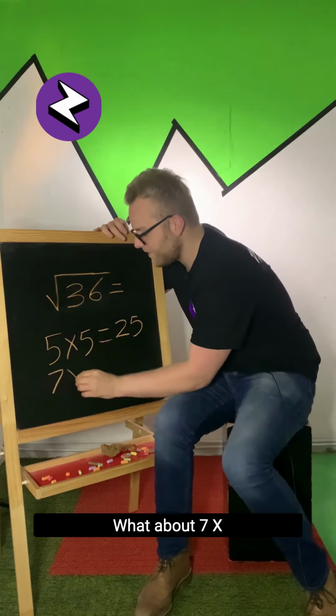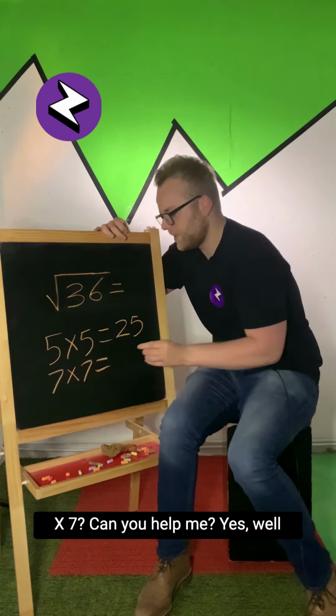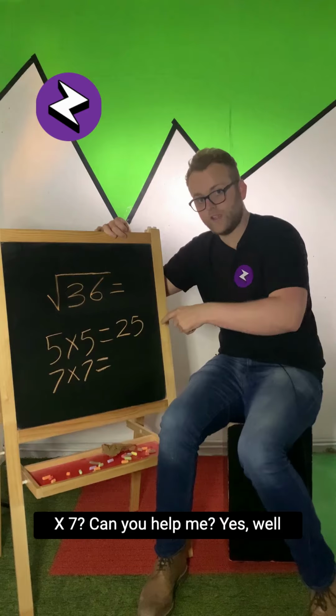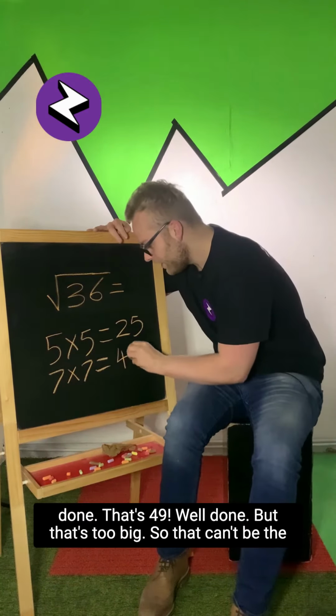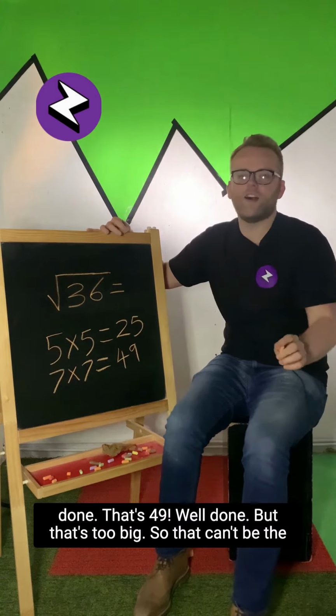What about 7 times 7? Let's try that one. Can you help me? Yes, well done, that's 49. Well done. Okay, but that's too big, so that can't be the number.